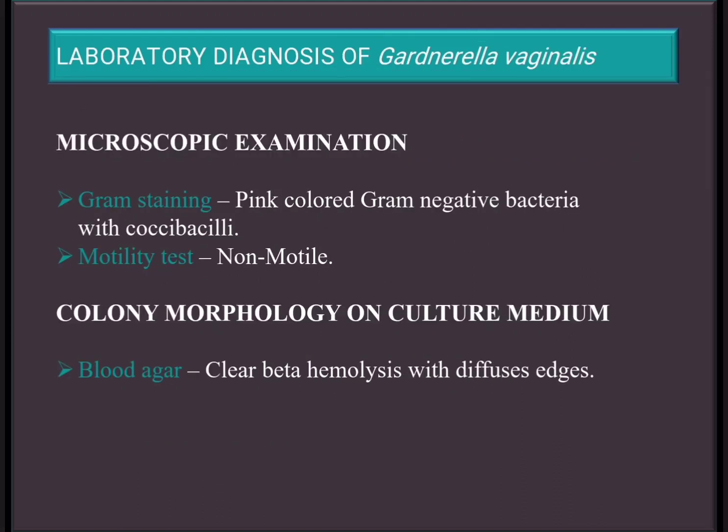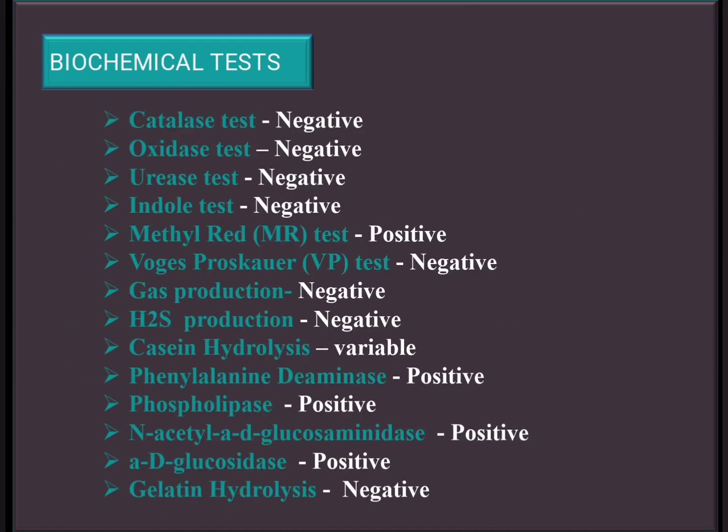Lab diagnosis of Gardnerella vaginalis. Microscopic examination, gram staining: pink colored gram-negative bacteria with coccobacilli shape. Motility test: non-motile in nature. Colony morphology on culture medium, blood agar: clear beta hemolysis with diffuse edges.